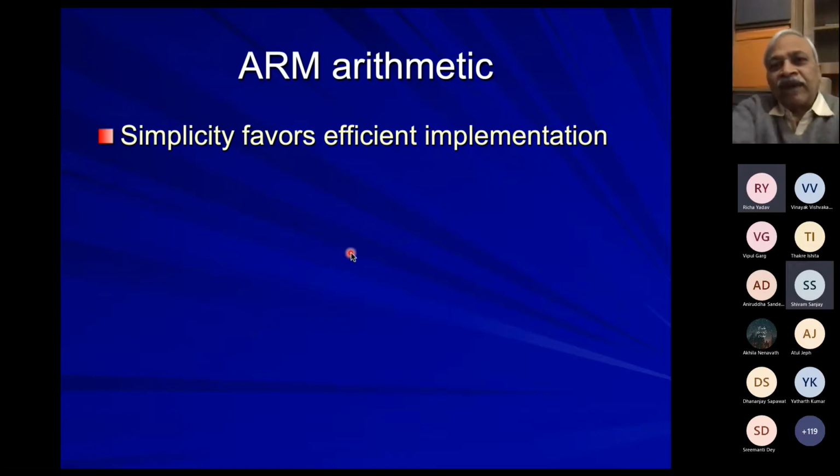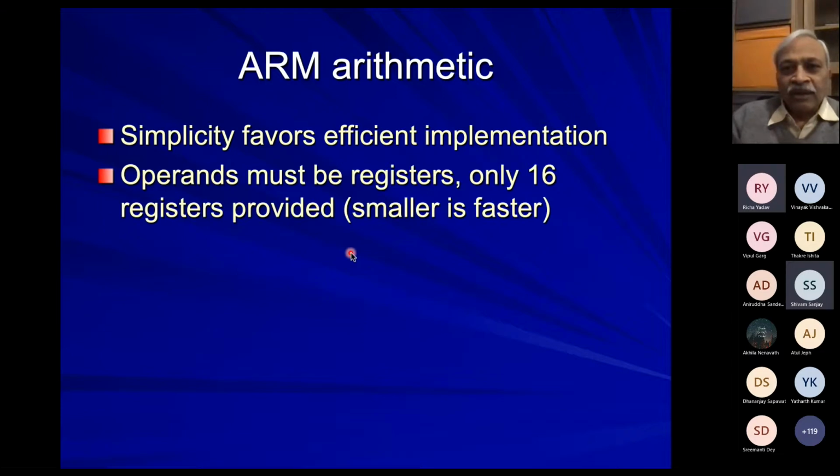So now you would be wondering why we have instructions like this. The idea of having simple instructions like add R1, R2, R3 is to have efficient hardware which implements those. So the operands are registers. In ARM, there are 16 registers. It may be tempting to have a large number of registers to have more flexibility, but it turns out from a hardware point of view that a smaller register file is faster than a larger register file.